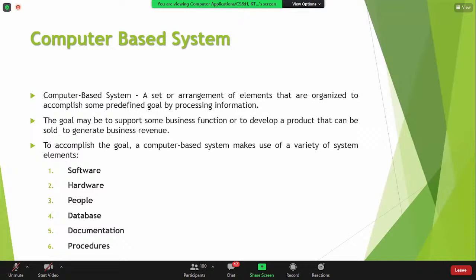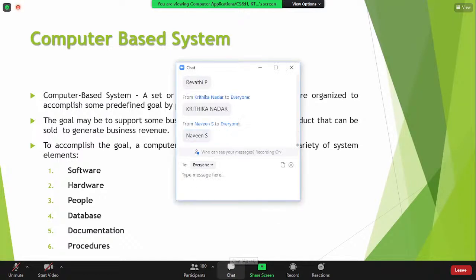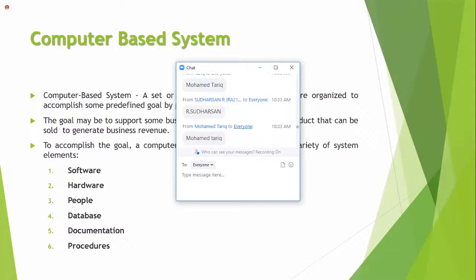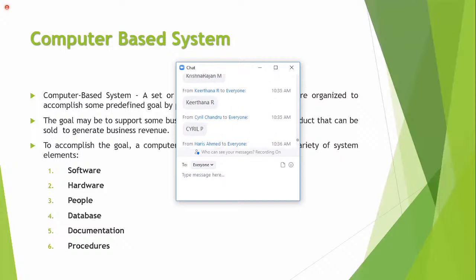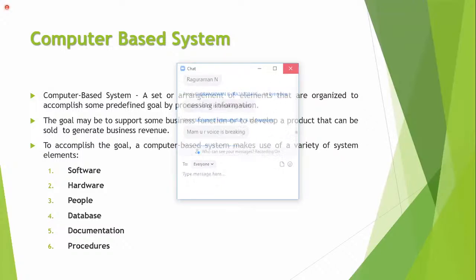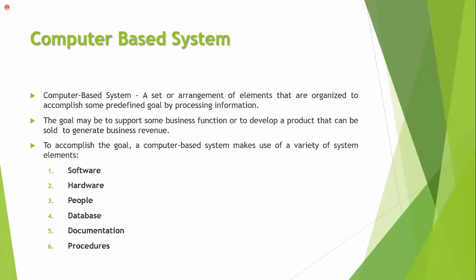The computer-based system means it is a set or arrangement of elements that are organized to accomplish some predefined goal by processing information. Why we are looking for a computer-based system: it is the set or arrangement of elements in a built-in format that are organized to accomplish some predefined goal. This we have to achieve. There are some mathematical calculations, all these things are there. So some predefined goal has to be achieved by processing certain information.